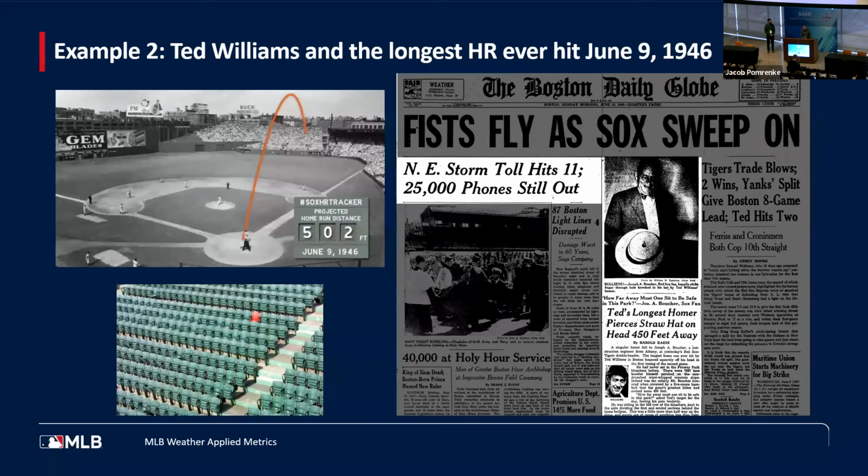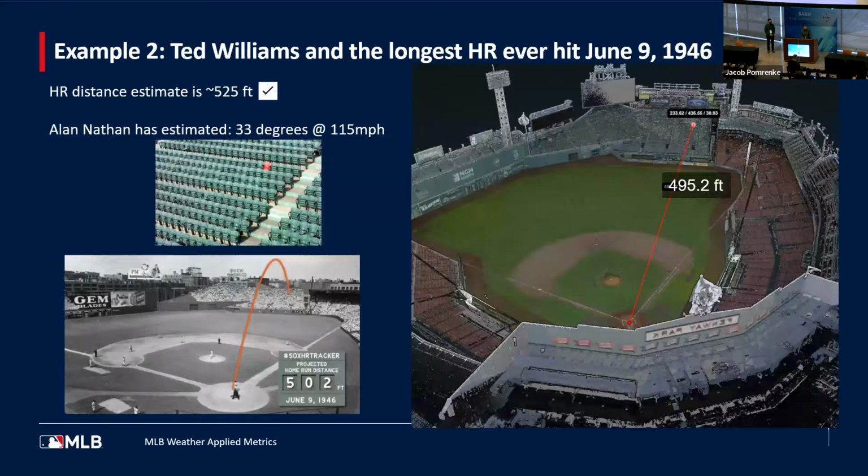This home run was incredibly long, and you can see there's multiple different estimates at the start here, but it became an oral legend, and the Red Sox actually maintain and paint the seat where this gentleman was sitting in red. So this is persistent evidence of a home run trajectory from 1946.